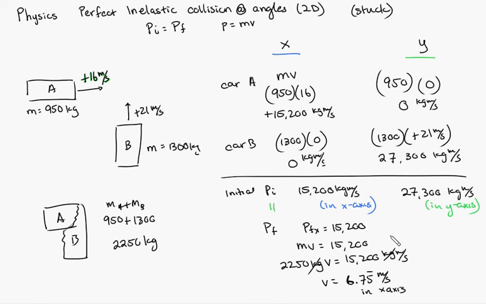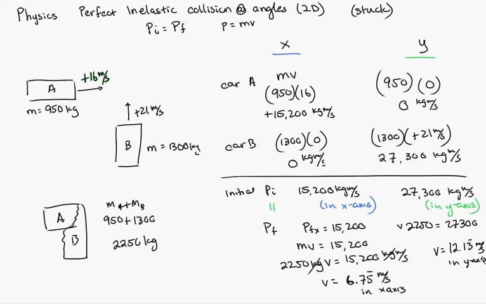Do the same thing for the y. And I'm not going to set it up as much. So it'll be 2250, same mass, is equal to, in this case, 27,300. And, oh, I forgot the v on this side. So you're going to solve for v. So do the same thing, but in the y direction, 27,300 divided by 2250. And we get 12.13, repeating on the 3 meters per second. This is in y-axis.